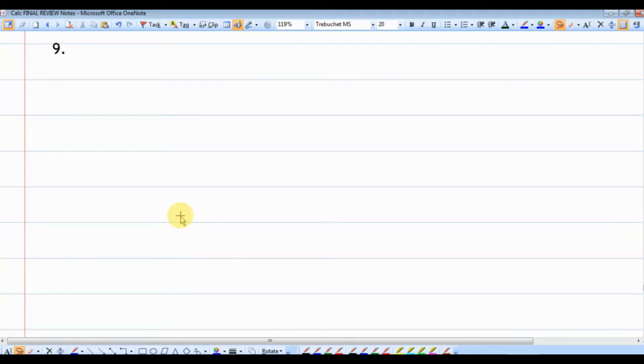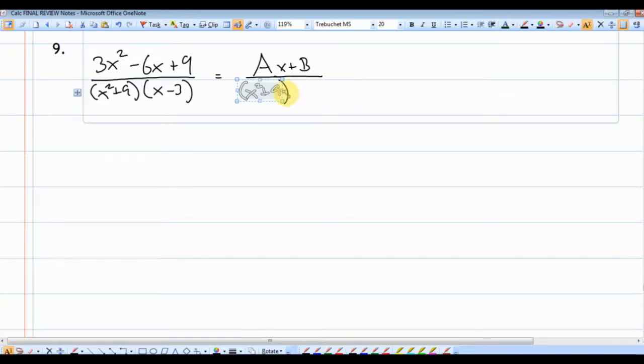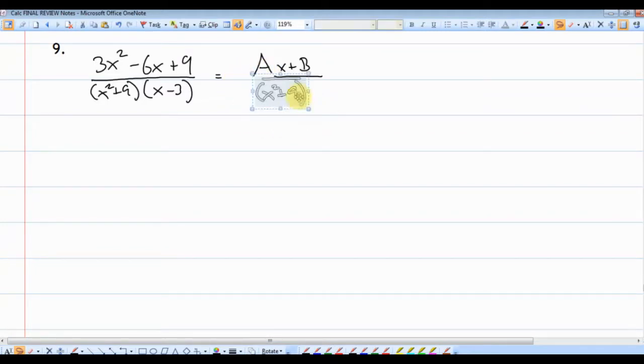Number 9. We got 3x squared minus 6x plus 9, over x squared plus 9 times x minus 3, equals (ax plus b) over x squared plus 9, plus c over x minus 3.